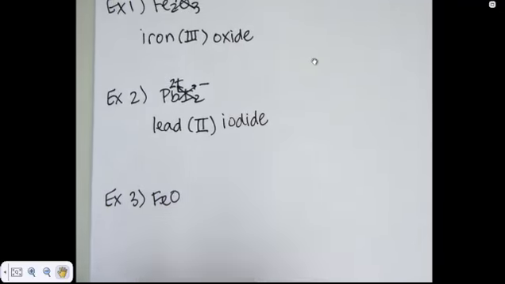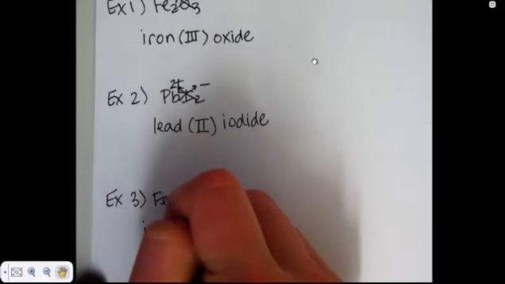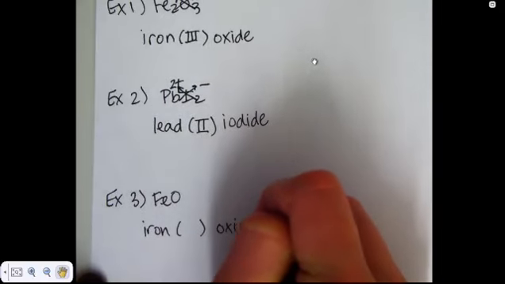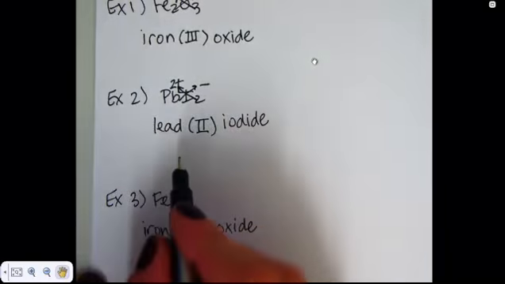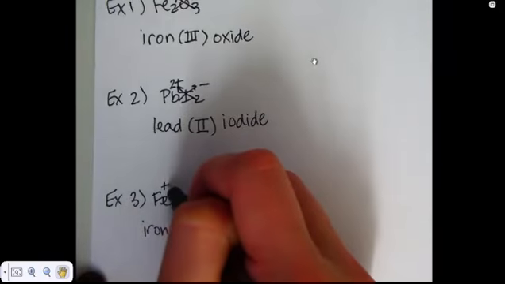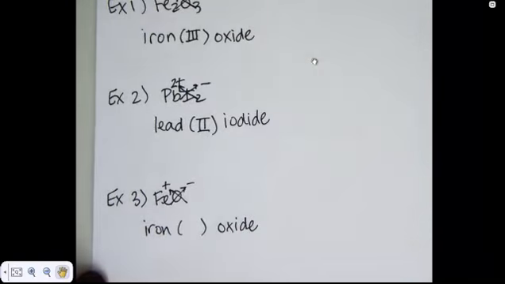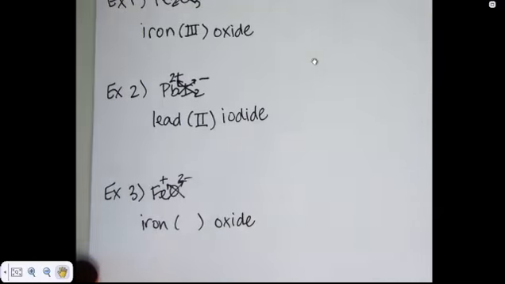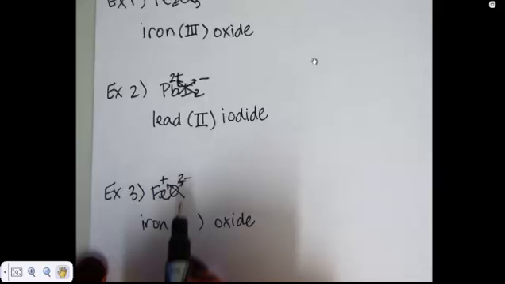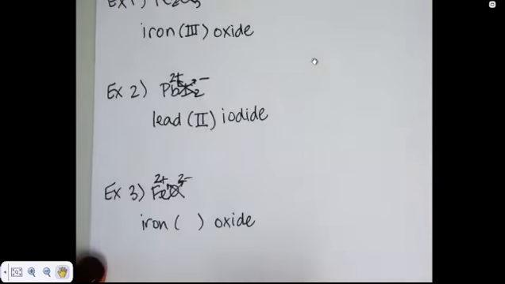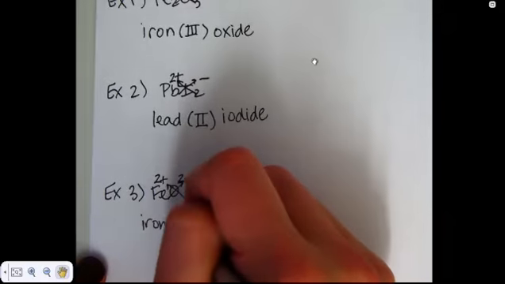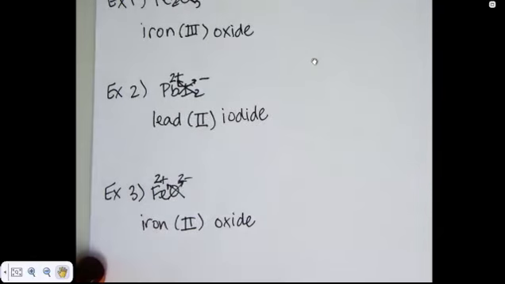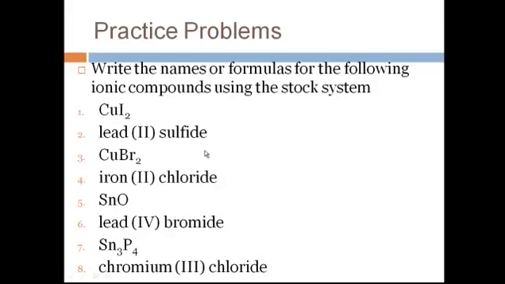Final example, this one's a little trickier. I know that Fe is iron, which needs a Roman numeral, and O is oxide. If you uncross the charges, it looks like it's iron 1 plus and oxygen 1 minus. So we know that oxygen actually has a charge of 2 minus, which means that iron, in order to cancel out those 2's, must also have a charge of 2 plus. So there's Roman numeral 2.